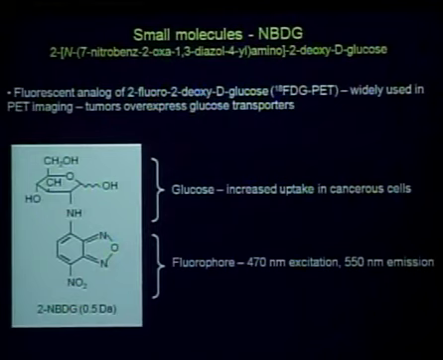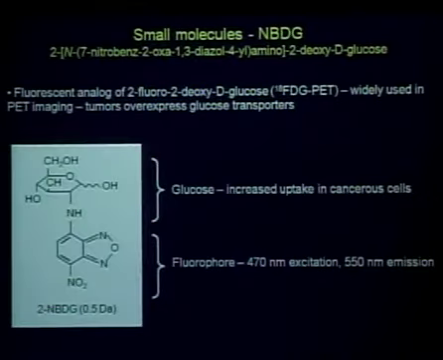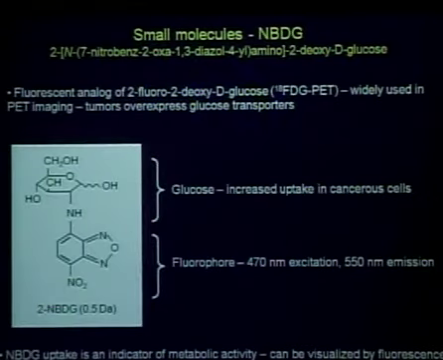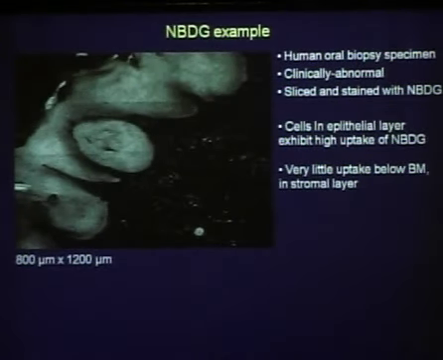And what happens when you apply this deoxyglucose is that cells that have glucose transporters will take this up. It becomes phosphorylated then and trapped within the cells. And because tumor cells overexpress glucose transporters, they will uptake more of the deoxyglucose. And this is the basis for FDG PET. And here, instead of putting a radioisotope on the deoxyglucose, we're putting a fluorophore.